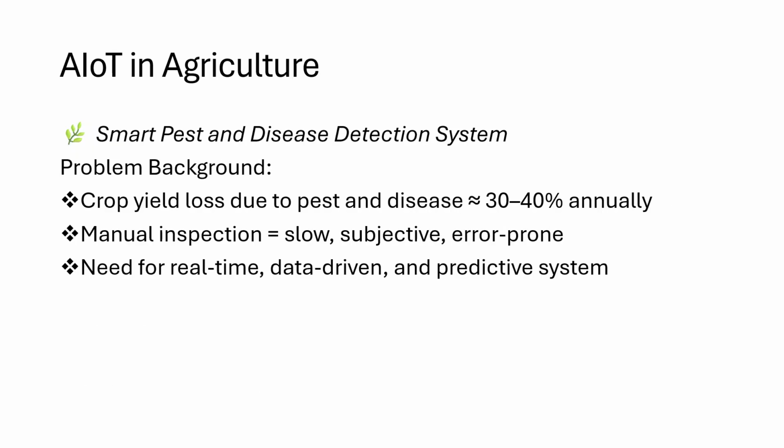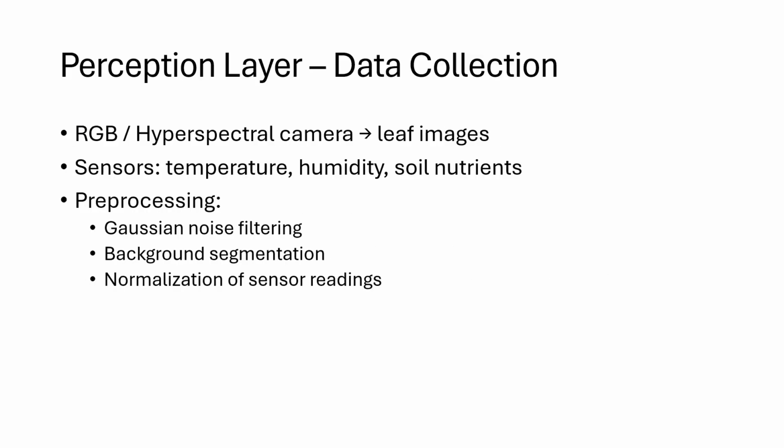So, AIoT in agriculture: crop diseases cause 30 to 40% yield loss annually. Manual inspection is slow and unreliable. So here AIoT enables early detection and real-time decision making. So, predictive rather than reactive agriculture. Previously we have seen a short version of the architecture layers. Now let us see the extensions of each layer.